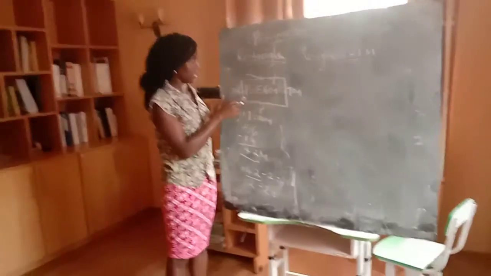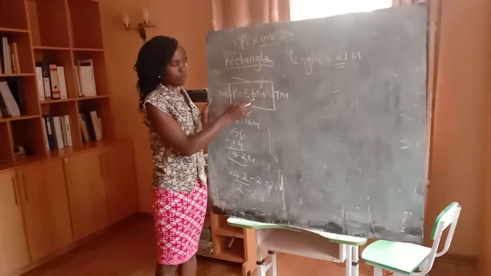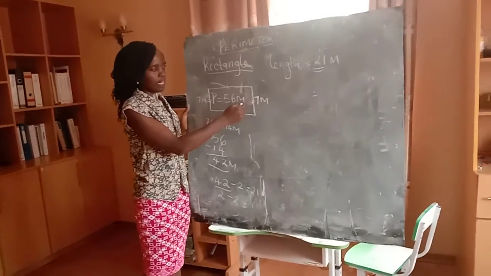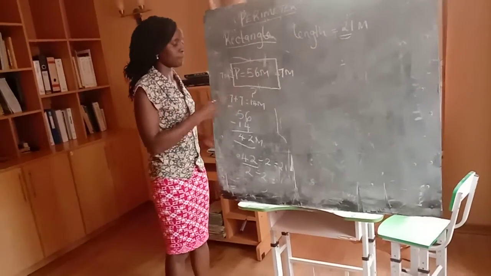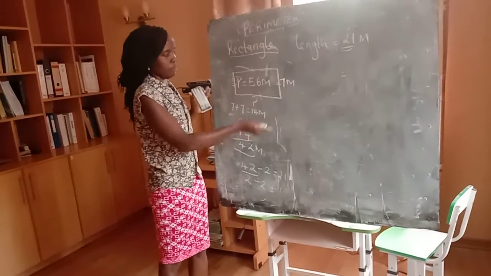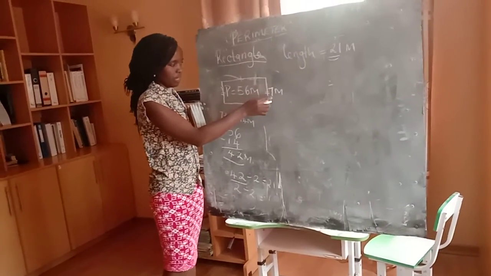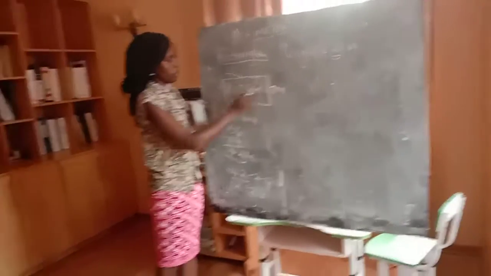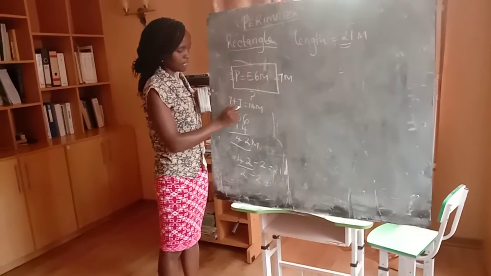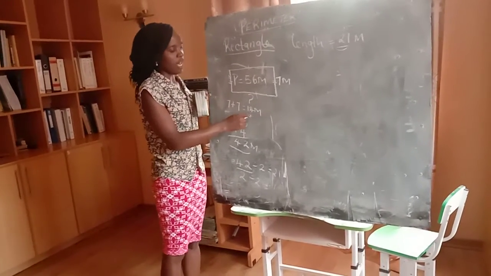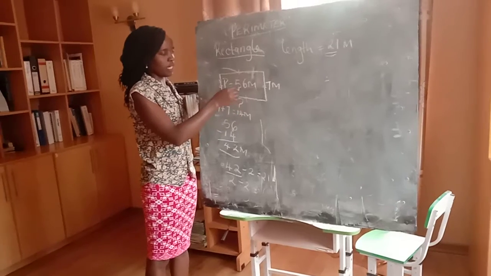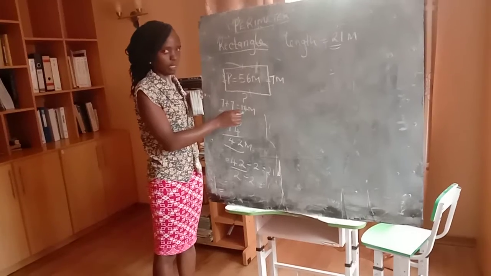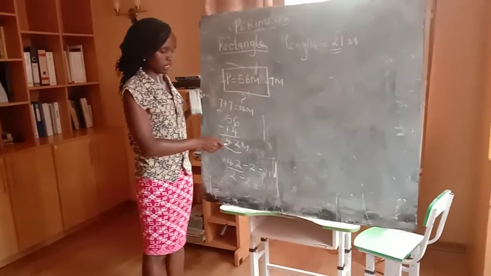If I'm given perimeter, for example, perimeter is equal to 56 meters, and I'm told to get the length, I've been given the width to be 7 centimeters. You take the width and add it twice, because this side and this side are equal. When you add, that is 7 plus 7, you get 14. After you have gotten the answer, you take the perimeter and subtract it. You subtract, you get 42.